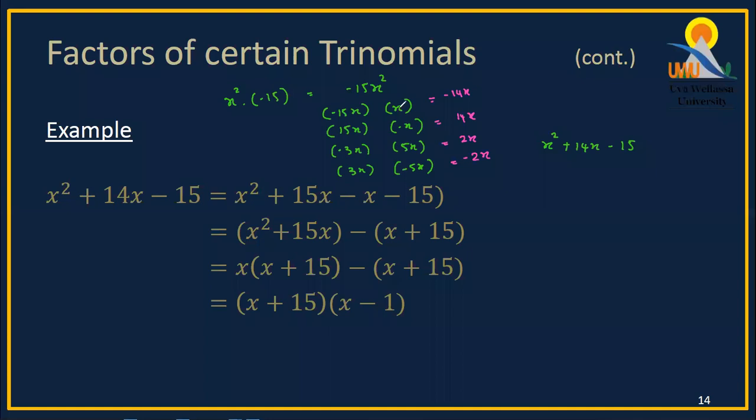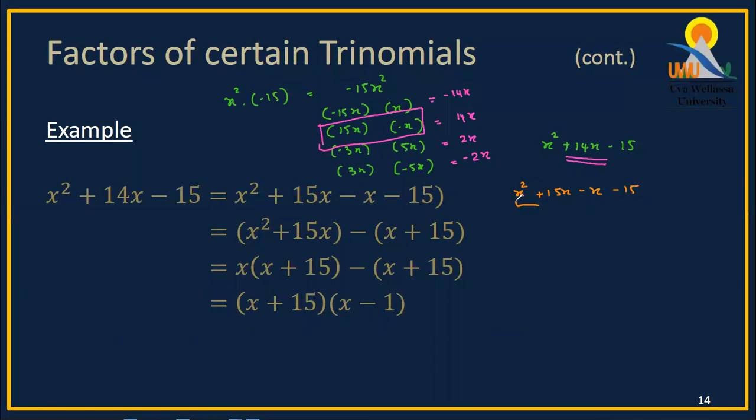Therefore, you can easily identify the set of values which satisfy the condition of plus 14x, because this is the middle term that we have here. Then what we can write is, instead of this plus 14x, we can rewrite this. Here it is x squared, and instead of plus 14x, we can have plus 15x minus x minus 50.